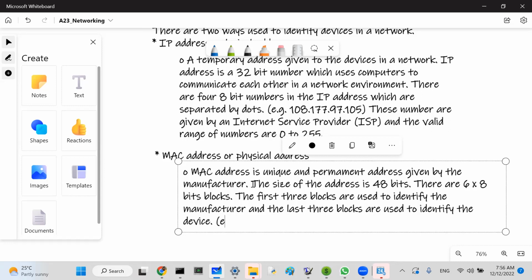Right? For example, we can say 0C, 7A, 15, 6D, F6, and then 10. So this is one example of a MAC address.